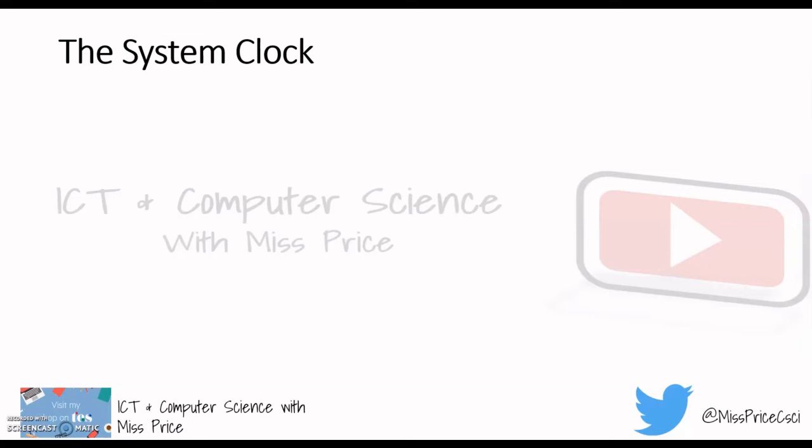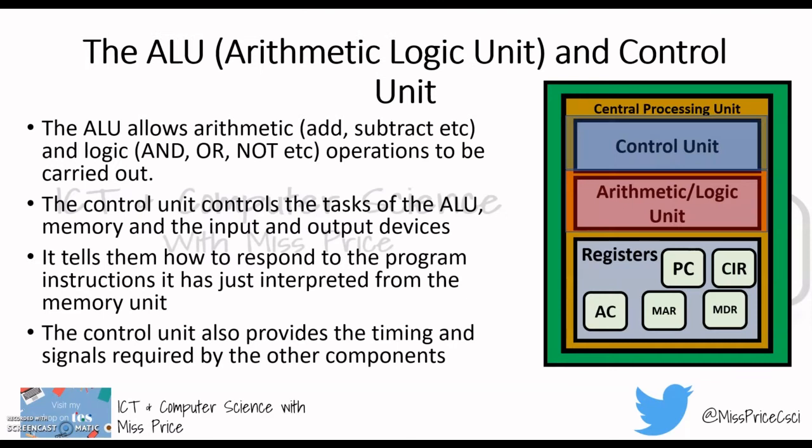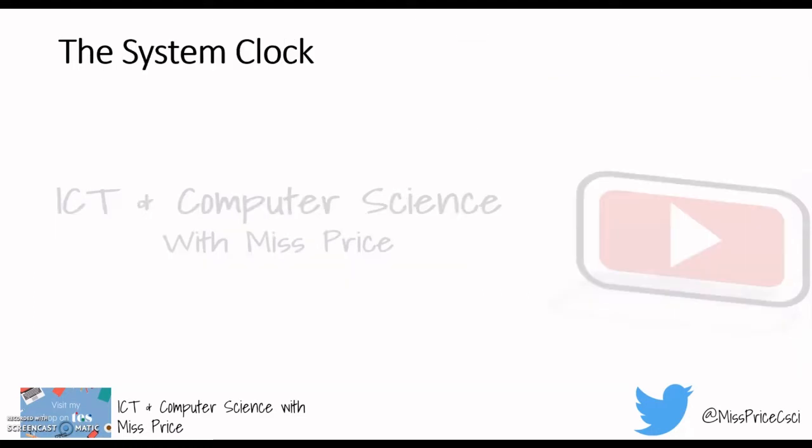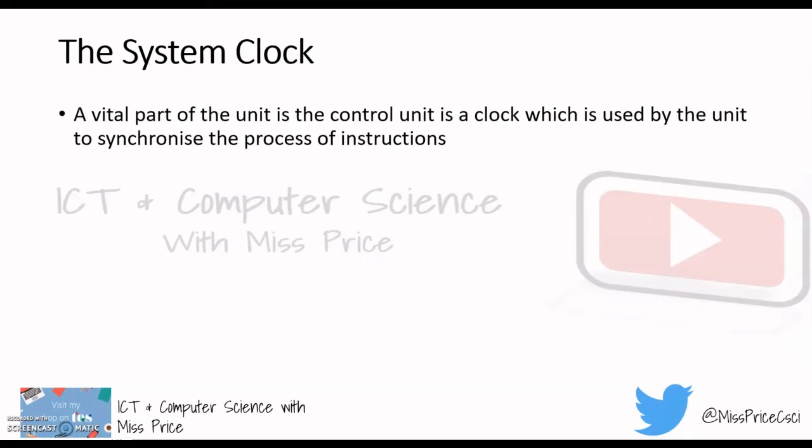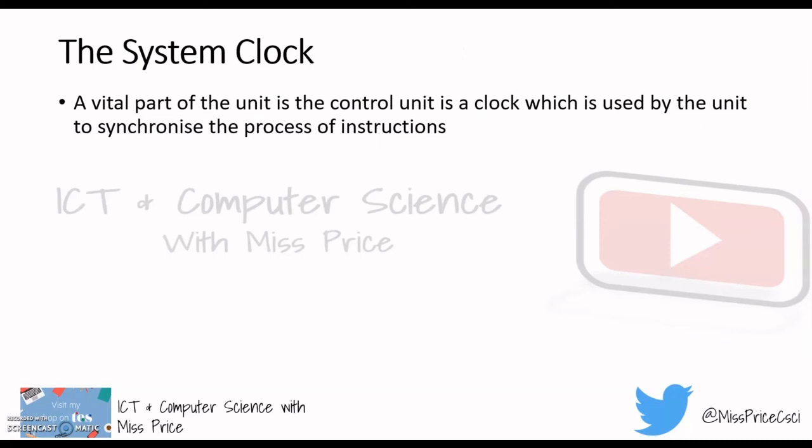Now, this is all to do as well with the system clock. Okay, so as I said in the previous slide, the control unit will decide who, what, where, when and why this is all going to happen. And for this to happen, we need a system clock. So this is the vital part of the unit, okay, because it needs to synchronize the process of the instructions, and they have a running order.